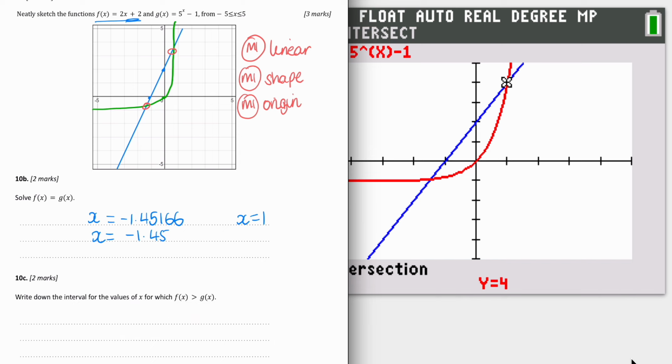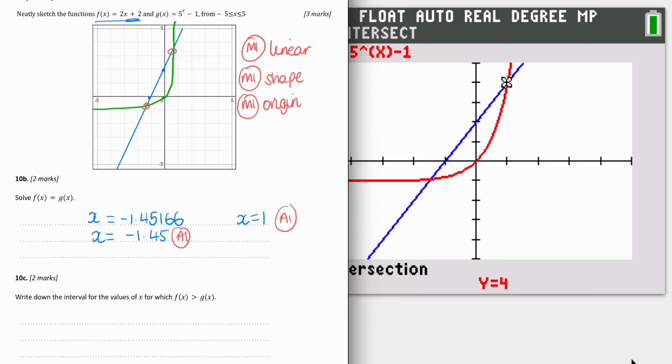Okay, so I've written it down. When I write it, it needs to have just the x value. So it's just x equals minus 1.45 and x equals 1. So that question is 2 marks, and it's just one answer for each of the correct solutions.